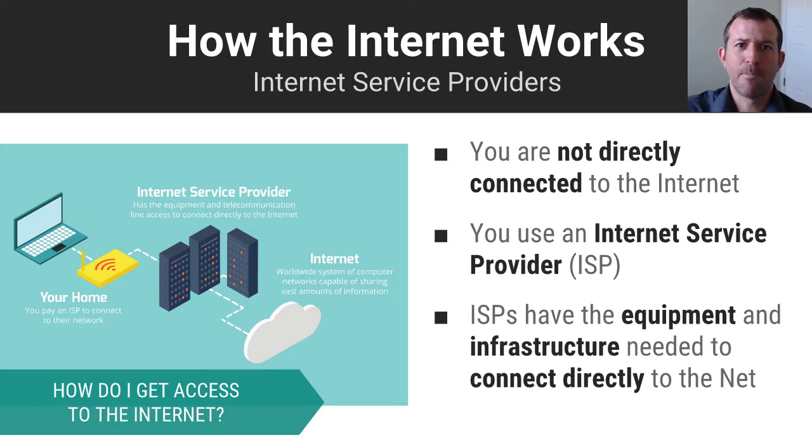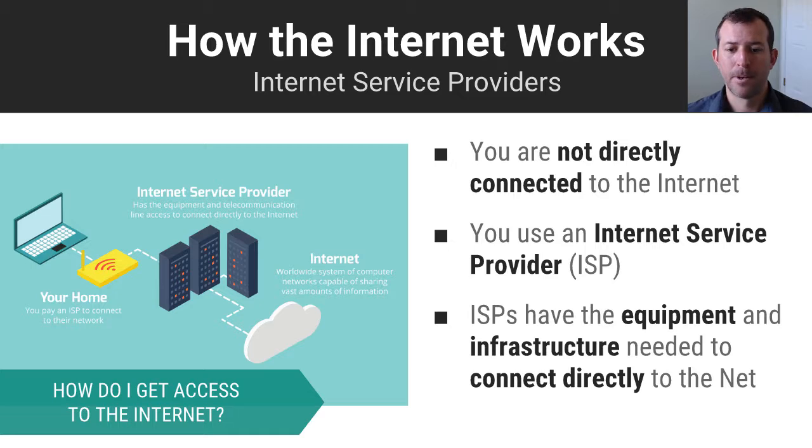Another thing to understand about the way that the internet works is that not every computer is connected directly to the internet. In fact, most of us get our internet access through what's called an internet service provider, like Comcast or CenturyLink. So these ISPs have the equipment, they have the infrastructure, the know-how to directly connect to the internet. And what they do is they sell us access, the ability to tap into this humongous communication network known as the internet.